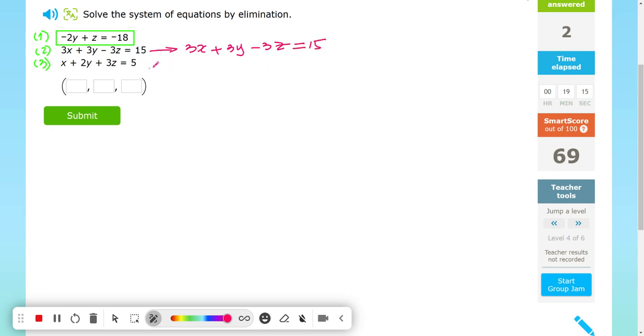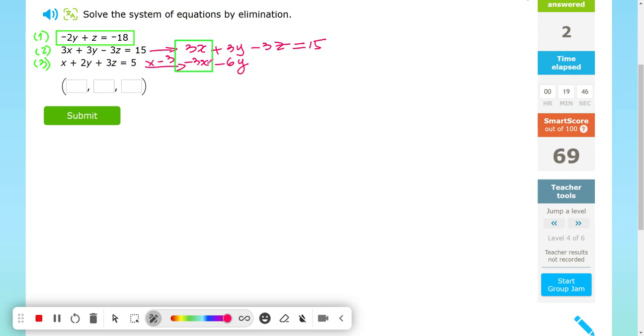Alright? Equation number 3, I multiply by negative 3. Okay, this is a multiply. So let's do this. x times negative 3 becomes negative 3x. And then instantly you can see the x terms are opposite. Okay, so if you add, they will eliminate. Okay, so now 2y times negative 3 becomes negative 6y.